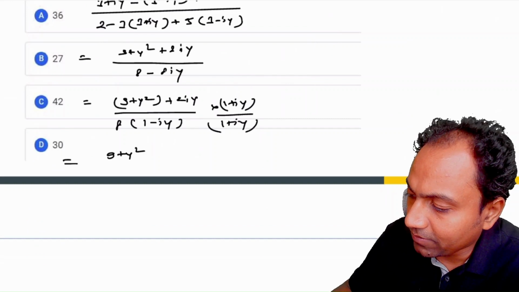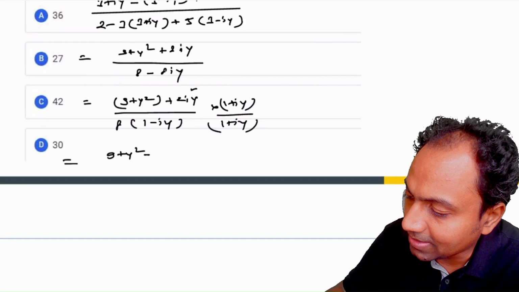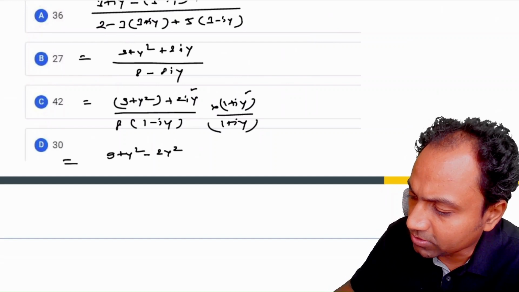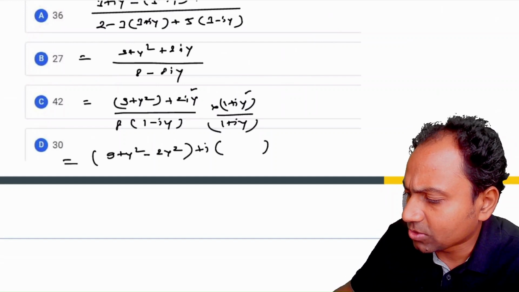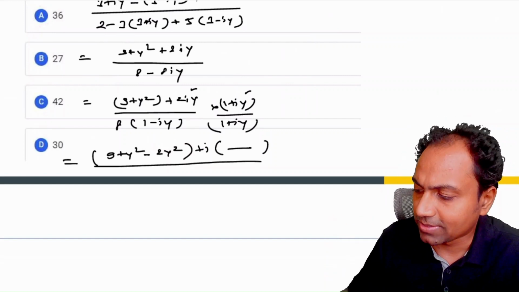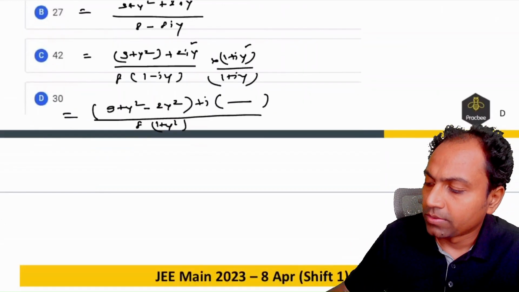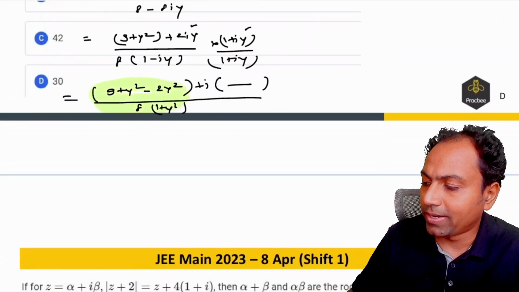and then the other part would be when this and this get multiplied, so that would be minus 2y square. The next part would be minus 1 into some imaginary part. We do not need to calculate it because it is not relevant to the question that is asked. And in the denominator, what we get is 8 times (1 plus y square). So now the question is plain and simple, that you find the range of this part.